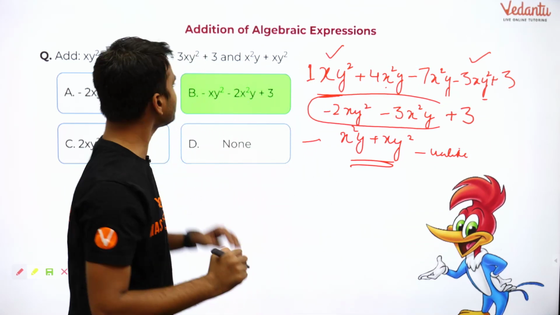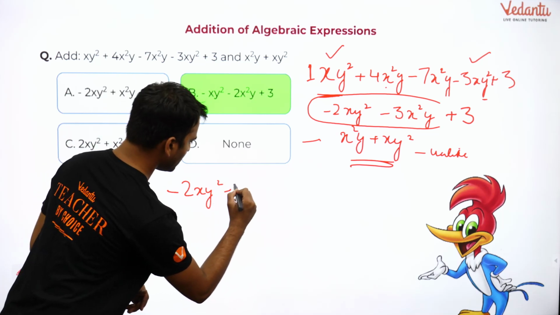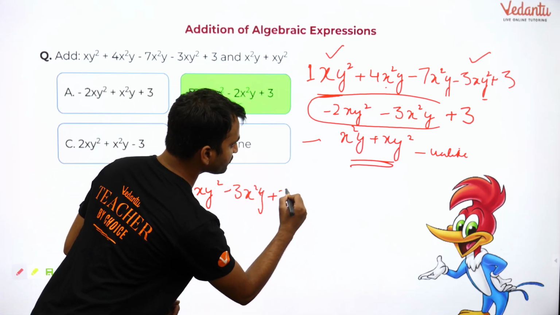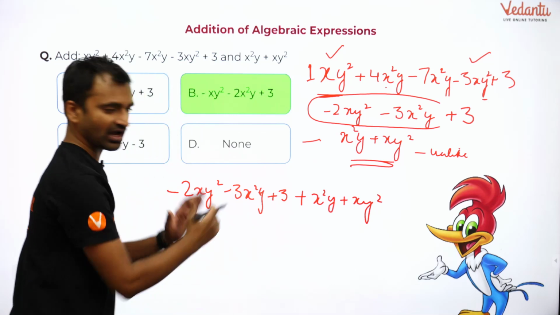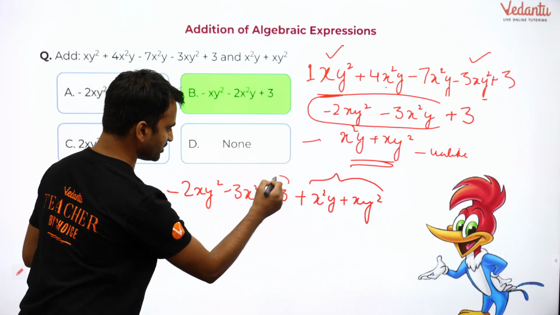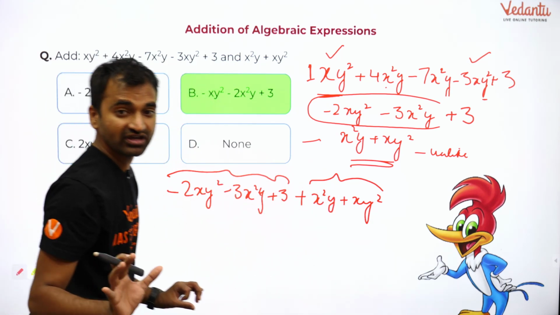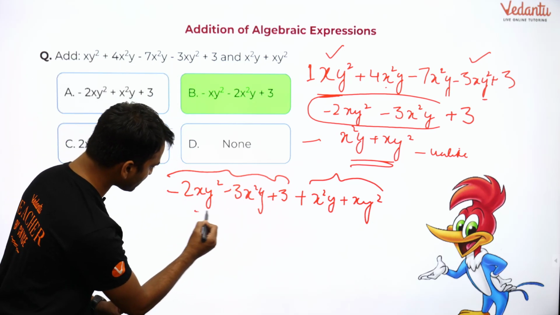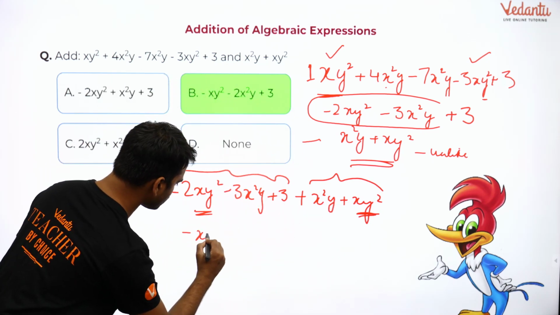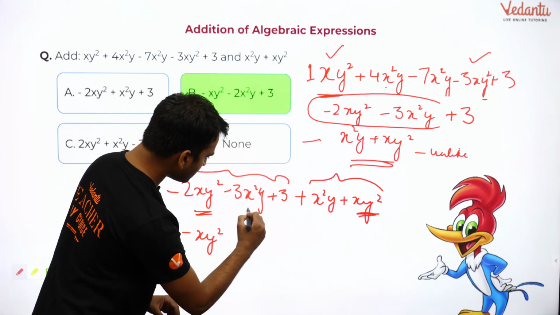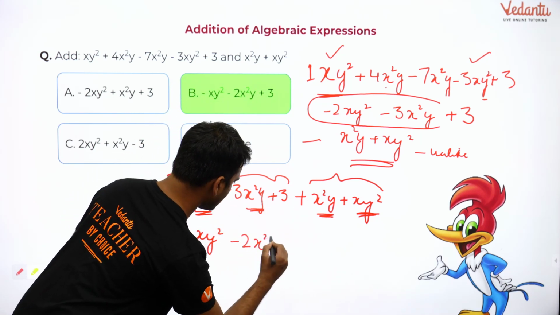Now the question is saying add these two. So let's add them. I have minus 2 xy square minus 3 x square y plus 3 plus x square y plus xy square. I've added them. This is the first expression. This is the second expression. Just add them. Simple, as simple as that. Now, once again, is there a possibility of simplification? Can I simplify this further? Let's go through this. This is xy square. Do I have another xy square? Yes. This is minus 2 plus 1. So minus xy square. Once again, I have x square y. Is there another x square y? Yes. This is minus 3 plus 1. So minus 2 x square y plus 3.